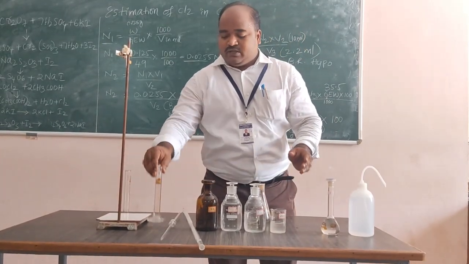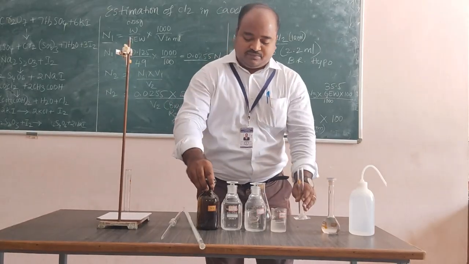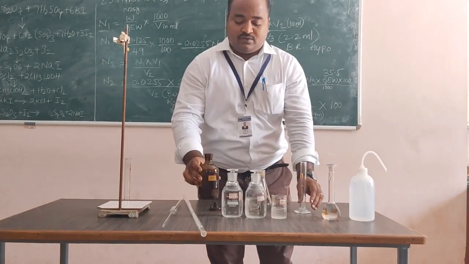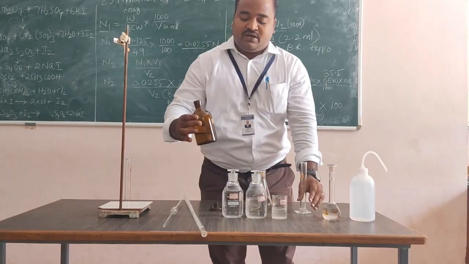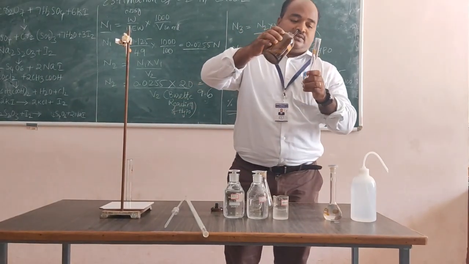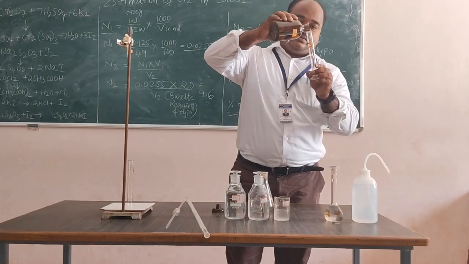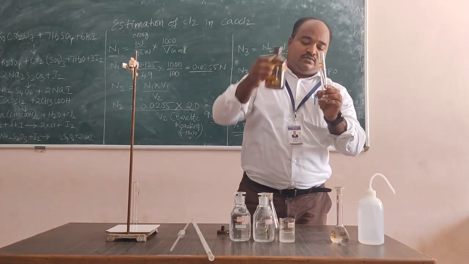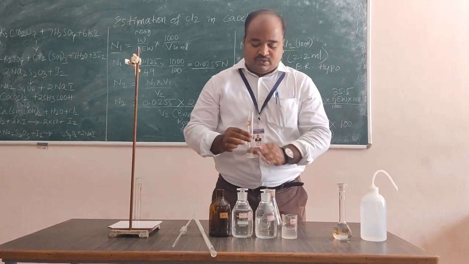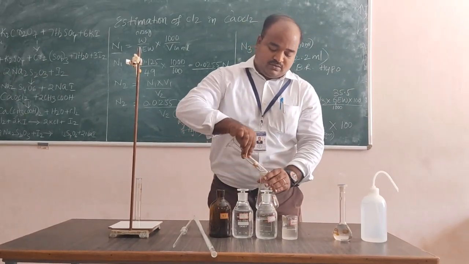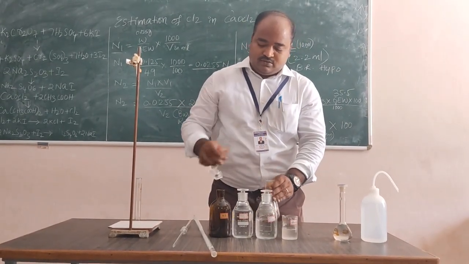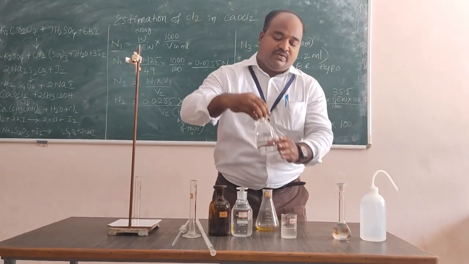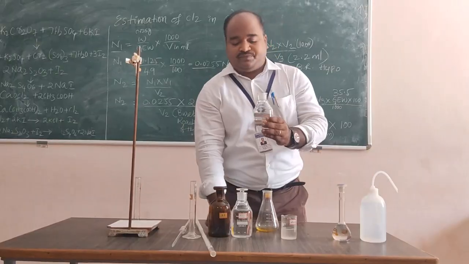Then, sorry, 5 ml of potassium iodide we need to add. Then after that, 10 ml of dilute acetic acid.